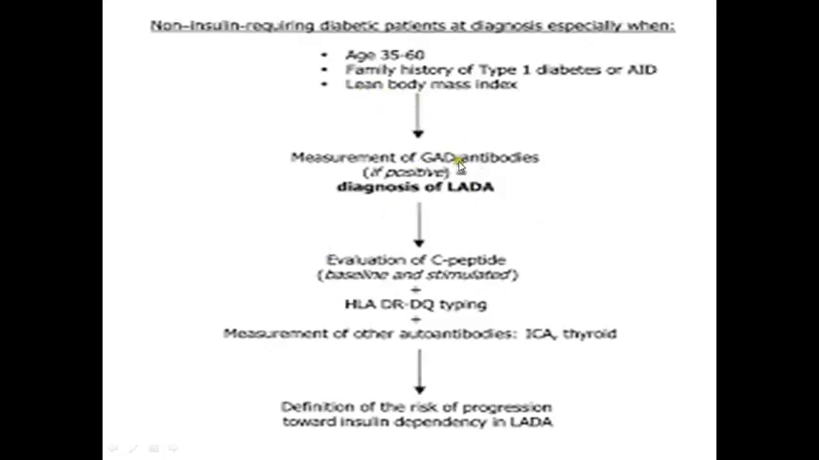And then you'll do the anti-GAD antibodies. When you do anti-GAD antibodies, they will be positive, and the diagnosis of LADA is confirmed. You can also do it by doing the C-peptide levels. Like in type 1, C-peptide levels are suppressed or low. In case of LADA, they will be low as well. Then HLA-DR/DQ typing can be done, and other autoimmune antibodies like thyroid antibodies, cytoplasmic antibodies, and insulin antibodies can also be done in these patients. The anti-GAD is considered diagnostic usually in these patients. And there is definite risk of progression towards insulin dependency in LADA. These patients within months will go on requiring insulin therapy.